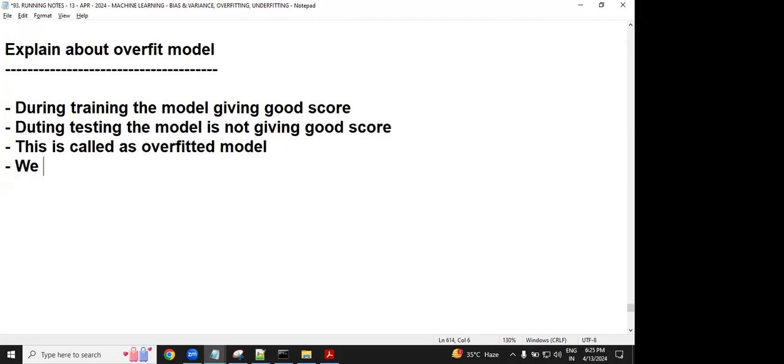And now we need to fix this. Did you understand? Am I right or not? We need to fix this, which means this is a problem. Good.